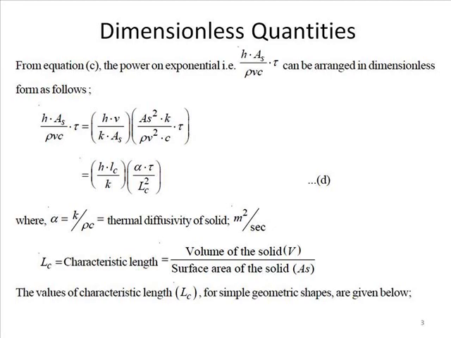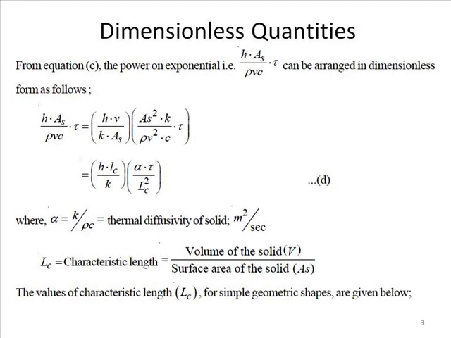You can see here hA divided by rho Vc into tau is rearranged, and we will get equation number D, that is h into Lc divided by k into alpha tau divided by Lc square, where alpha is the thermal diffusivity of the solid, unit is meter square per second, and that is equals to k divided by rho C, where k is the thermal conductivity of the solid material, rho is density, and C is specific heat. We had also discussed that while we derived the most general equation for Cartesian, spherical and cylindrical coordinate systems.